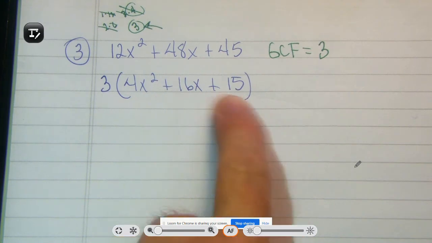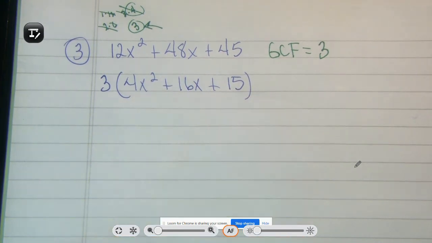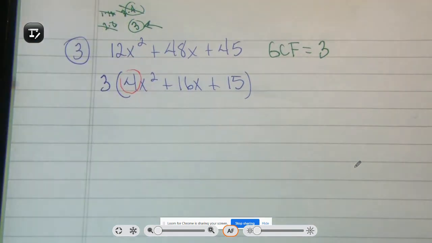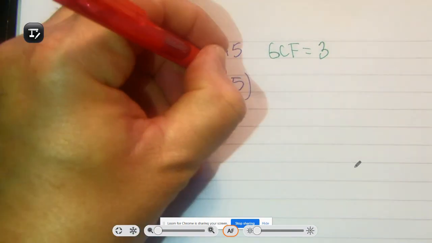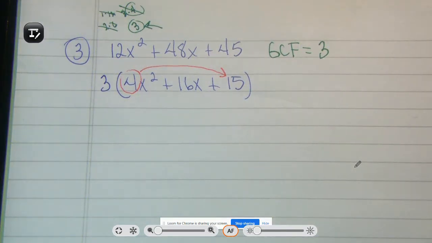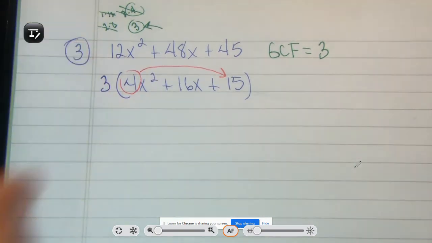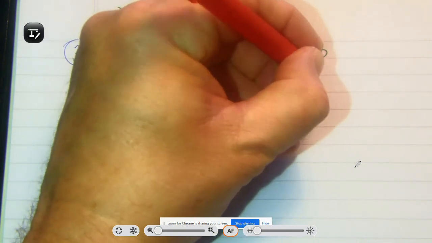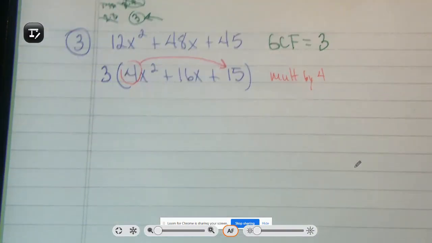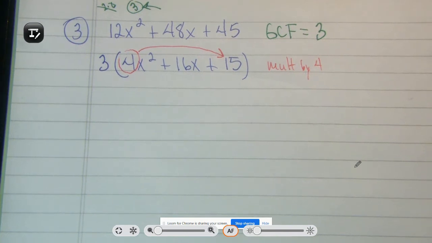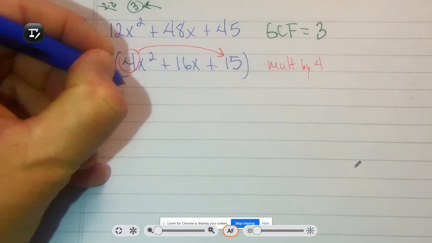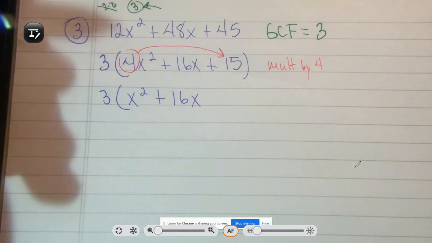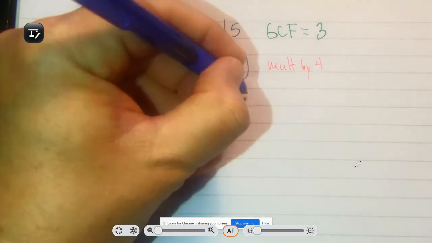So still got to factor 4x squared plus 16x plus 15. And I've got that pesky coefficient here on x squared, and I'll need to multiply it times 15 in order to factor. So let me rewrite it this way. Remember, I'm multiplying by 4. So I'm going to need that information a little bit later as I work this problem. And so it's 3 times x squared plus 16x, and then plus 4 times 15, which will be 60.